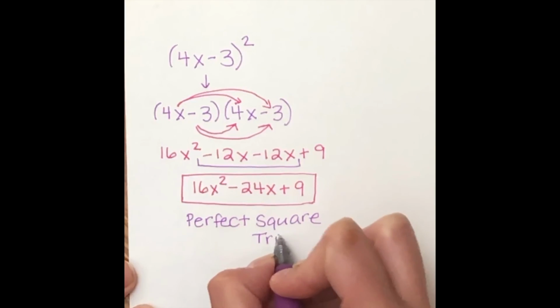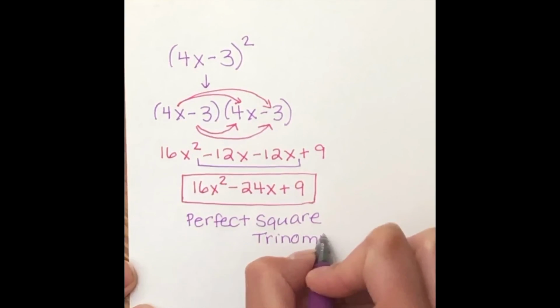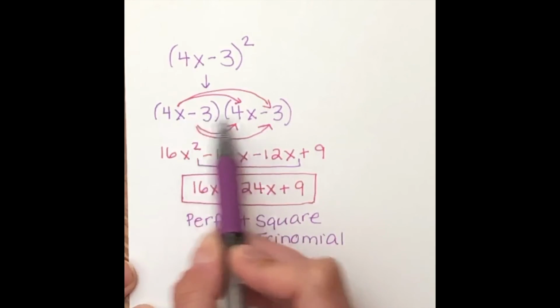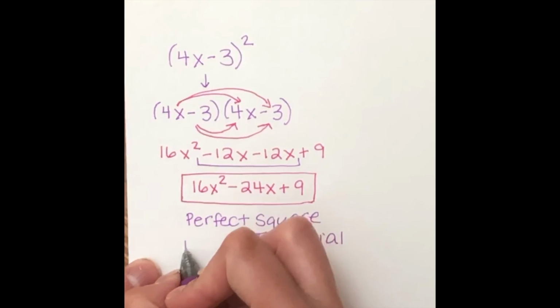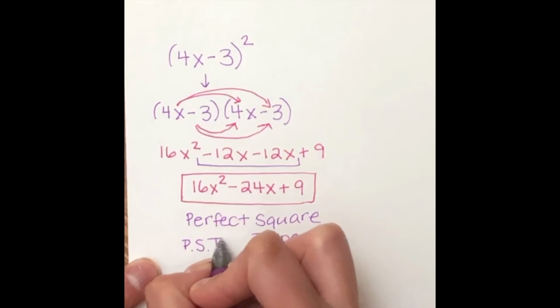And the reason why we call it a perfect square trinomial is because we got it by multiplying two of the same things together. So we end up with a perfect square. Just like if I was going to multiply 10 times 10 to get 100, and 100 we call a perfect square. So this is what we call a perfect square trinomial, or a PST.